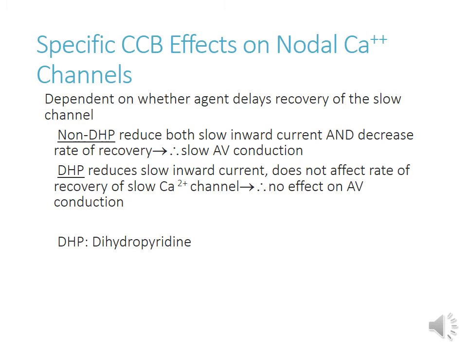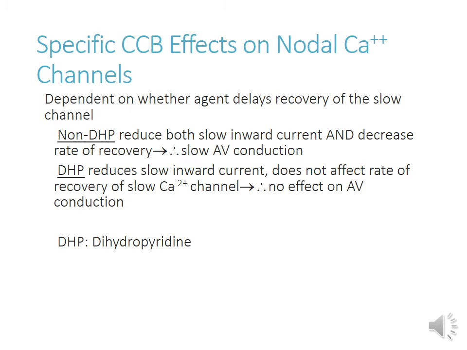The dihydropyridines don't really have any effect on the AV conduction, and thus they're going to have much more effect on, say, the peripheral blood vessels. So you end up seeing that your non-dihydropyridines are typically used more as antiarrhythmics, versus your dihydropyridines are more used purely as antihypertensives because of that differentiation in their effect. Does that make sense? It'll probably make more sense as we go forward.